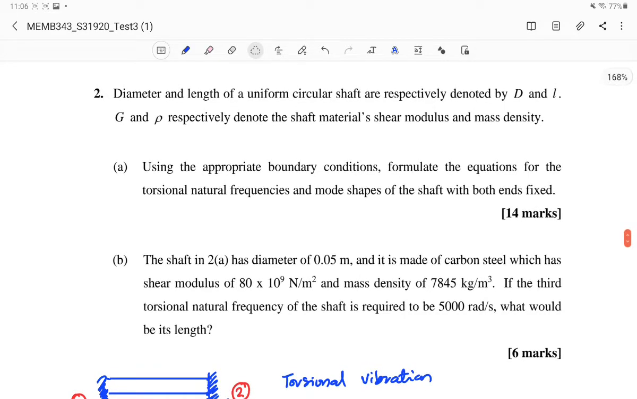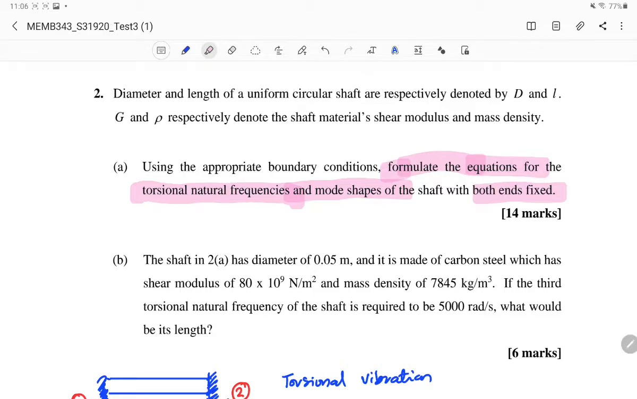Basically, in this question, the first part is you have to derive the equation, you can see here, formulate the equations. It states very clearly the torsional natural frequencies and mode shapes of the shaft. So basically we need you to derive the equations. The conditions here: both ends are fixed.